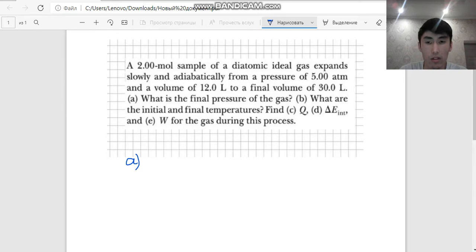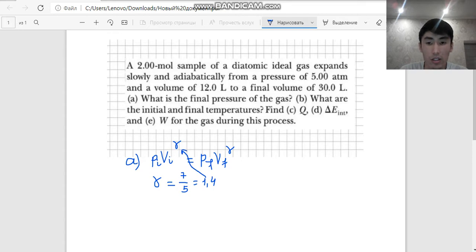How to solve this problem? Firstly, we need to write the equation for the adiabatic process. So here, P initial V initial to the power of gamma equals P final V final to the power of gamma. So gamma, we know for the diatomic gas, will be 7 over 5, equal to 1.4. So we need to put it here.